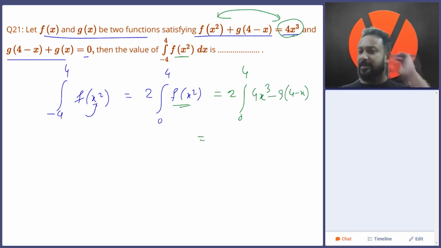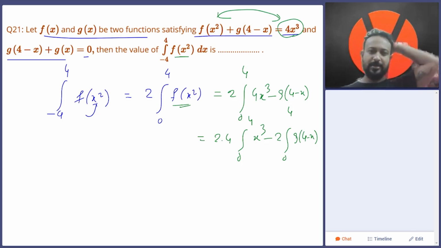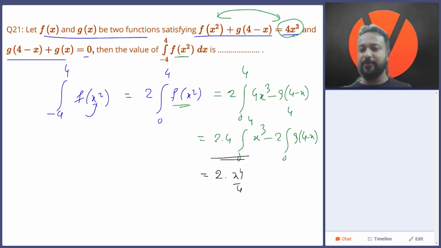Yes, sir. So guys, you can see, if I separate it, 2 into the integral from 0 to 4 of x cube, I'm separating, minus twice the integral from 0 to 4 of g of 4 minus x. Okay, sir, got it. So this is very easily integrable. Like how much? I think 2 into x power 4 by 4, and 1 by 4 was here, cancel, from 0 to 4.